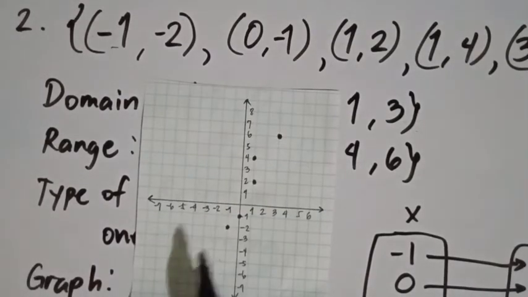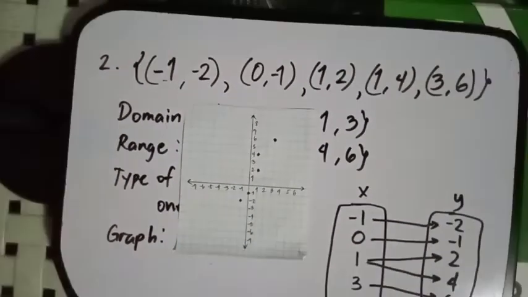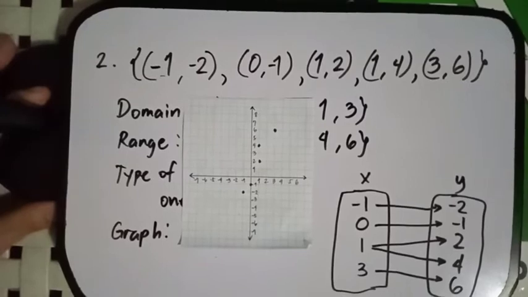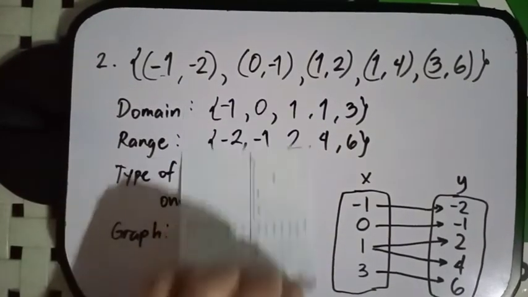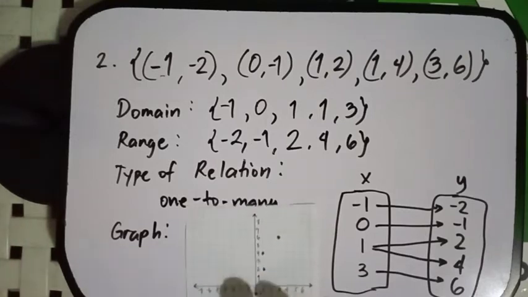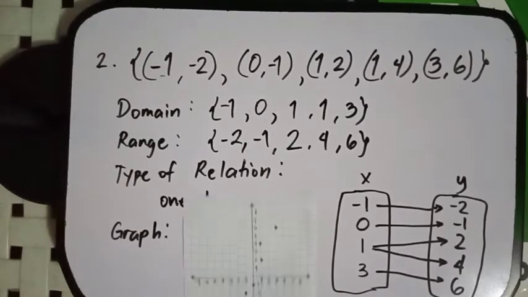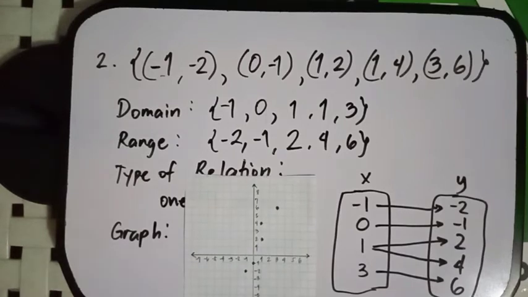Okay, so there are 5 points here. Kasi meron tayong 5 ordered pairs dito. Okay, yan. So, ayan po yung hinihingi. Okay? So, that's it. Ayan na po yung hinihingi ng bawat information. Okay? Mula sa domain, range, type of relation, at saka graph. Okay? Yung susunod nating part is gagawa tayo ng relation given its rule.